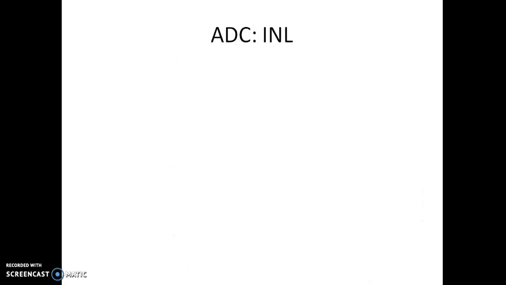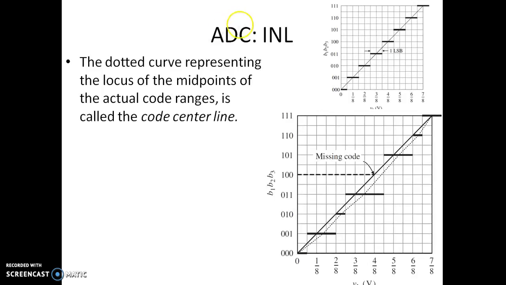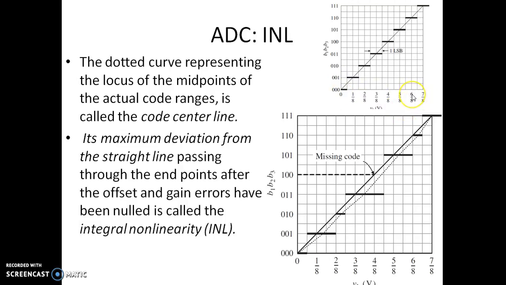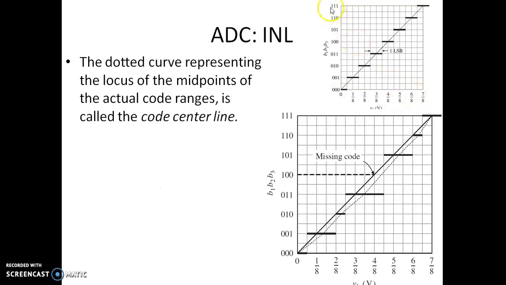Let us try to identify what this INL for ADC is. INL, as you know, is integral nonlinearity error. For that, let us take a 3-bit ADC. We know that for a 3-bit ADC we have 8 different input combinations starting from 0 to 7 by 8, and correspondingly 8 different output combinations starting from 000 to 111. Now this is the ideal transfer characteristics. This is one of the typical characteristics.